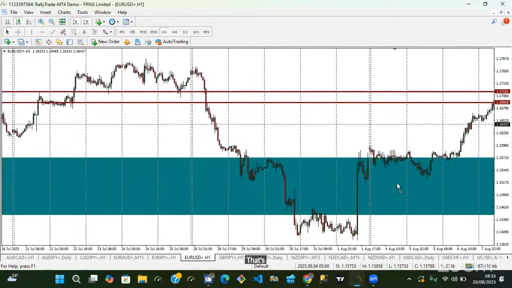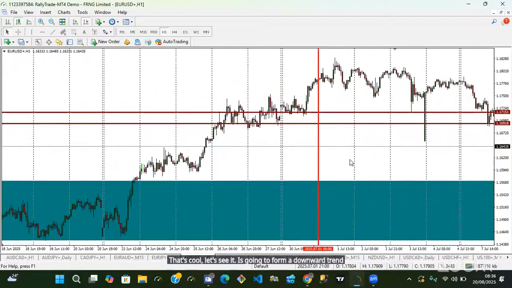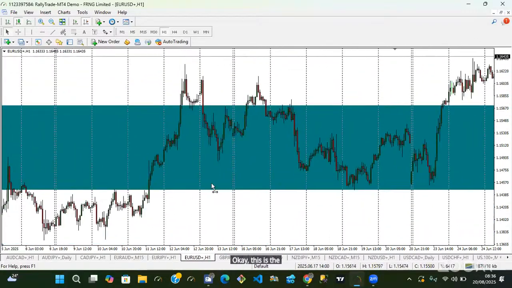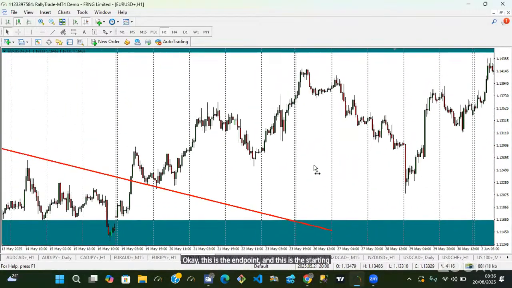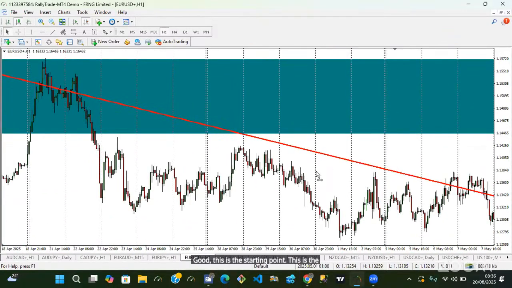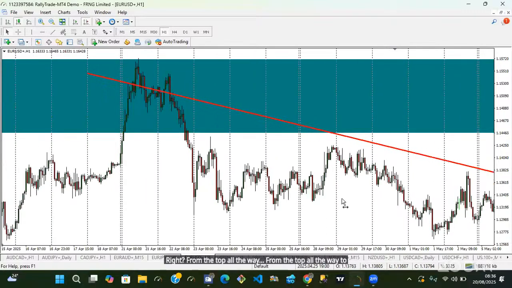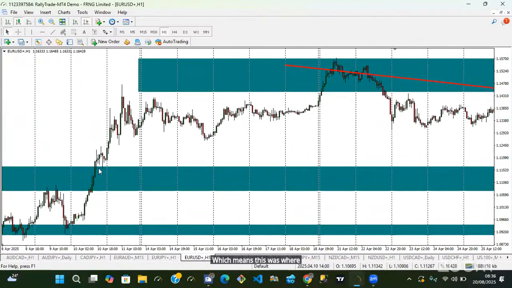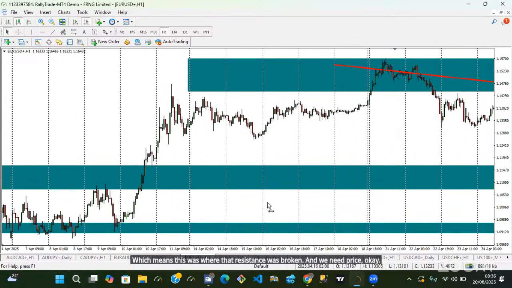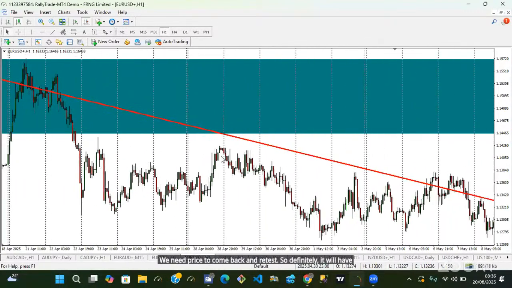Let's see it. It's going to form a downward trend on the 1 hour. Okay, this is the end point, and this is the starting point. Good. This is the initial push from the top, all the way to the downside, which means this was where that resistance was broken. And we need price, the lower one here, to come back and retest. So definitely it will have to be doing lower lows to get there.